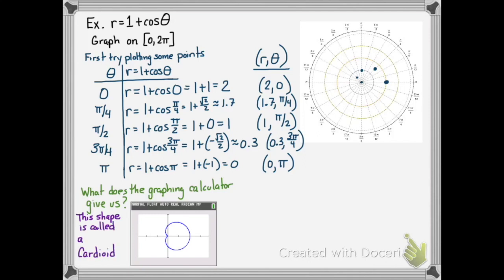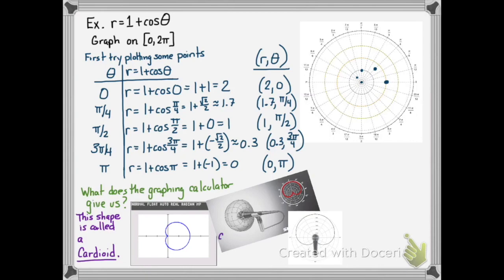Now this shape has a special name. It's called a cardioid. It turns out that this is a cool shape, especially when it comes to microphones. If you do any sort of work in the music business or videography or anything where you need microphones, a cardioid microphone is a pretty well-known type of microphone. These are called cardioid microphones because they pick up sound in this particular cardioid pattern shape. I think that's kind of cool.